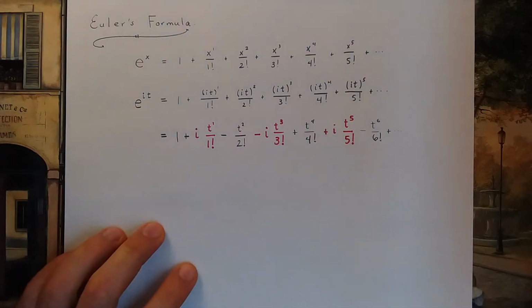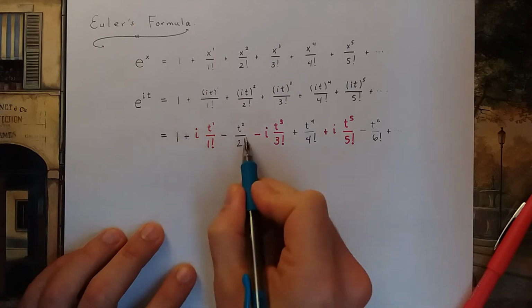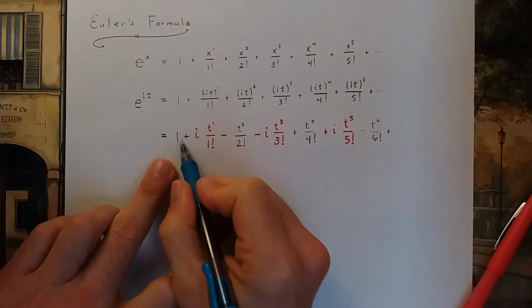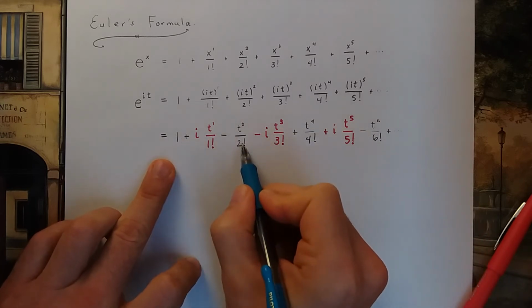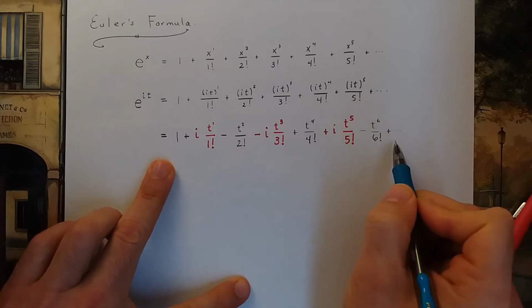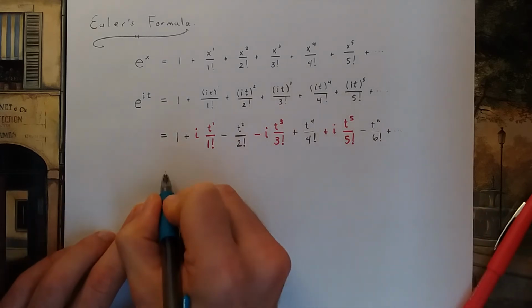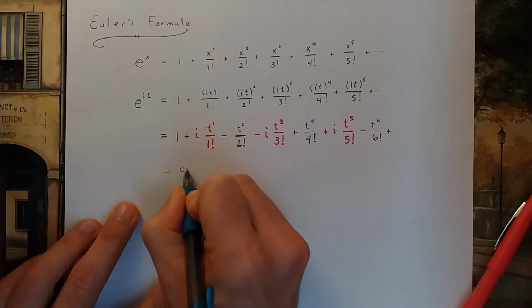Well, look at what happens. Look at what happens. In the pencil color, I have no i powers. I have 1 minus t squared over 2 factorial plus t to the fourth over 4 factorial minus t to the 6 over 6 factorial. I actually recognize that. That's the series for cosine t.